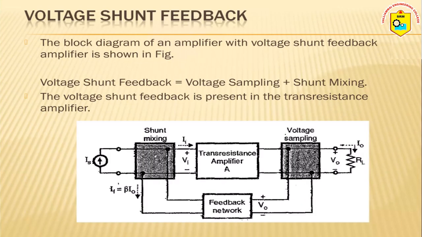The final one is the voltage shunt feedback amplifier. The name voltage implies the sampling type, which is voltage sampling, and shunt implies shunt mixing. In the mixing network, the feedback network is connected in shunt, so it is shunt mixing. For the sampling network, the feedback network is connected in shunt or parallel with the output, so it is called voltage sampling. This type of voltage shunt feedback amplifier is also called a transresistance amplifier.